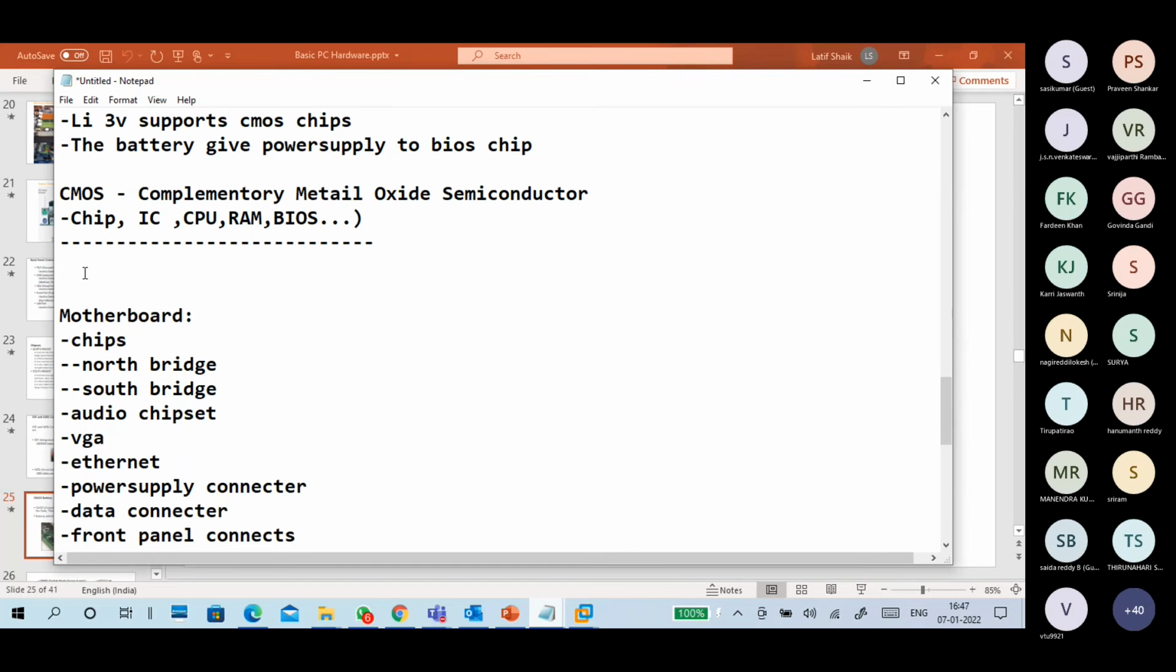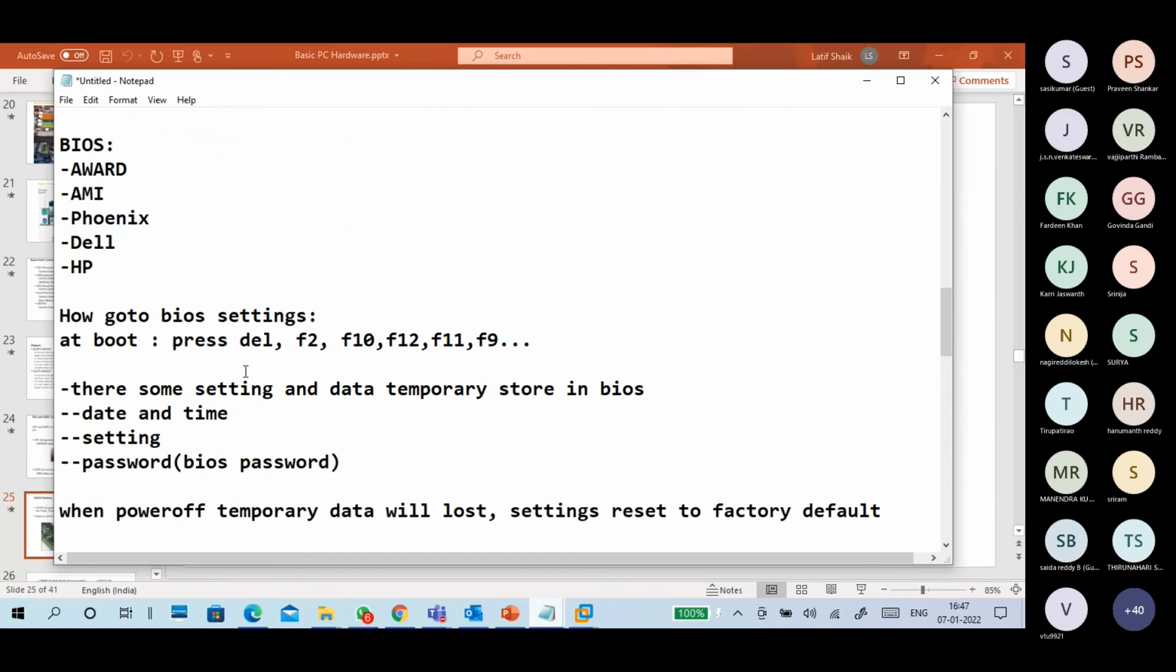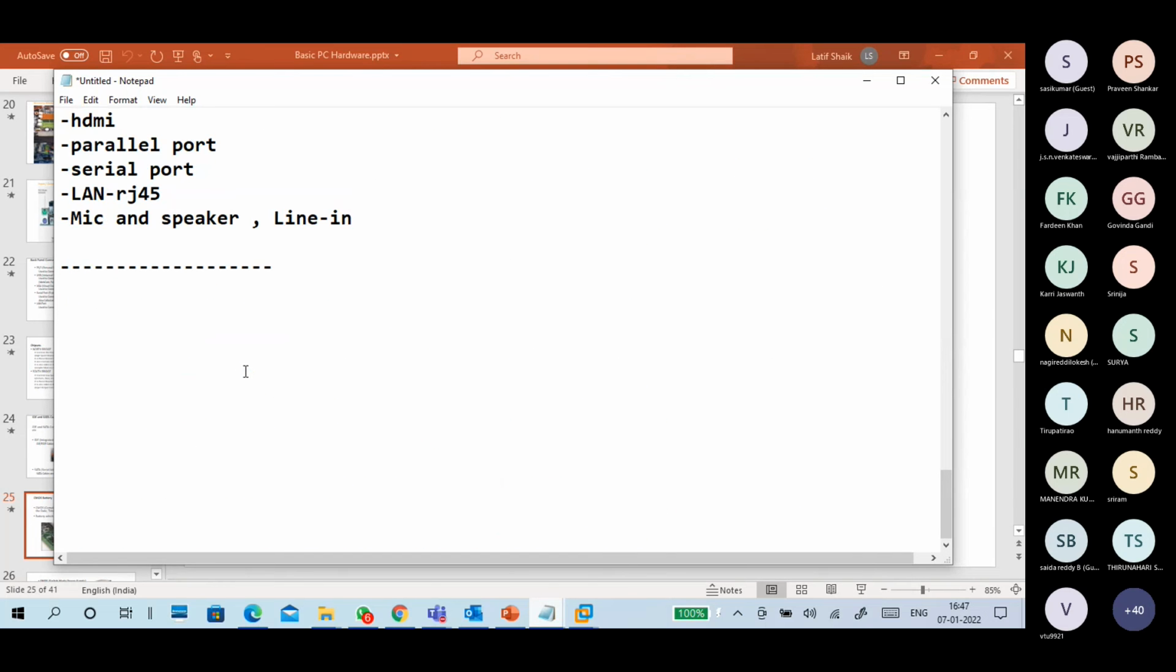Next we'll discuss SMPS. Next we'll discuss SMPS and POST also. So we'll see both of them, and the disk also. SMPS and POST directly, power on self test and boot processing. First we'll discuss SMPS and then we'll go with this one.